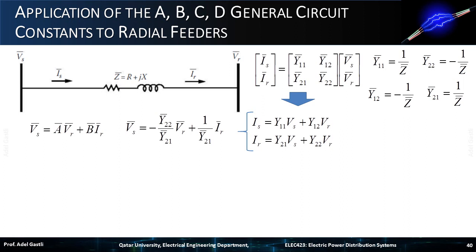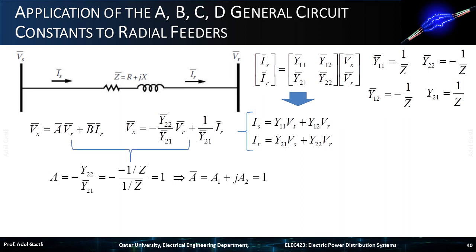It is clear that complex constant A equals minus Y22 over Y21, that is minus the ratio of minus 1 over Z divided by 1 over Z. So, A equals 1. Thus, the real part A1 of complex constant A equals 1, and its imaginary part A2 equals 0.